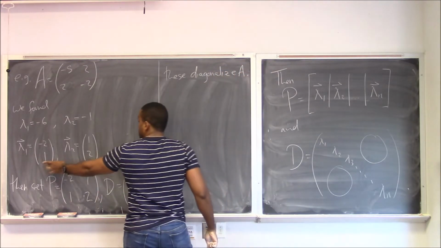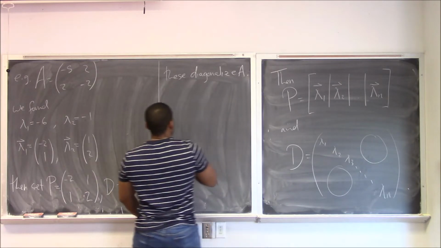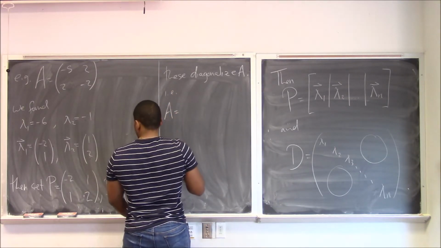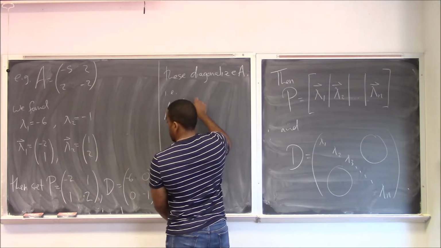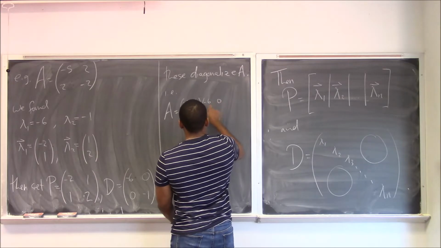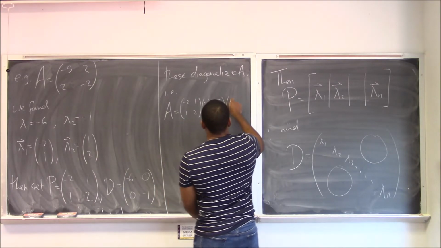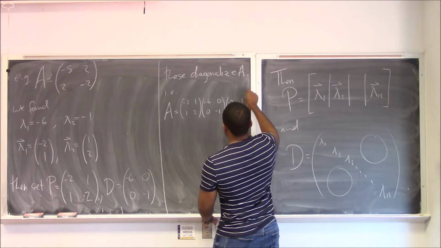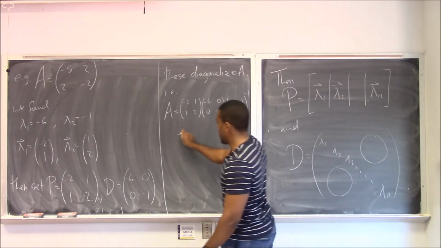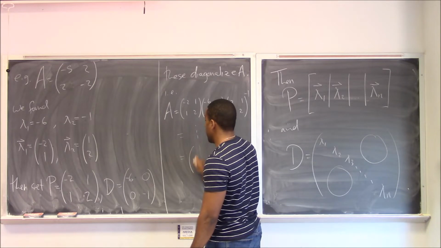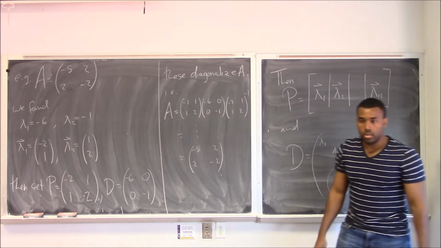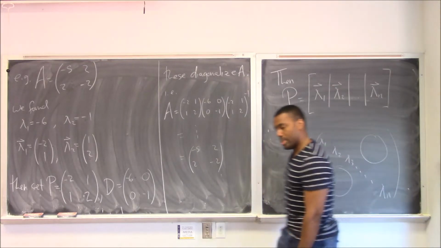Because these two vectors are linearly independent, which you can check for yourself, A is equal to this matrix times this matrix times the inverse of that matrix. And you can actually compute that, and you will get the result [[-5, 2], [2, -2]]. We're not proving it, I'm just telling you that's what it's going to be.